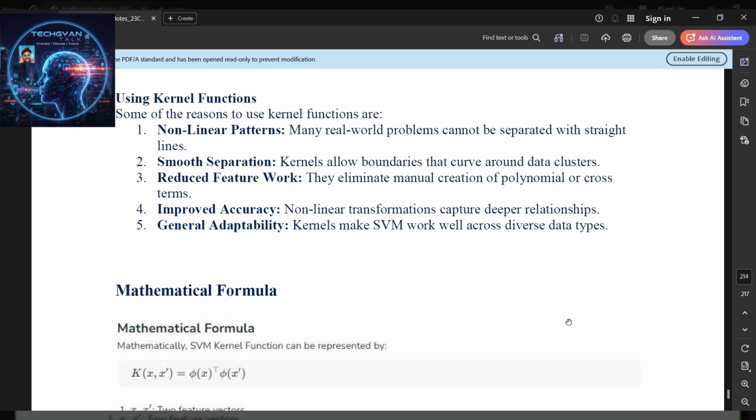So how do you use kernel functions? Some of the reasons to use kernel functions are: nonlinear patterns, since many real-world problems cannot be separated with straight lines. Smooth separation, kernels allow boundaries that curve around data clusters. Reduced feature work, they eliminate manual creation of polynomial or cross terms. Improved accuracy, non-linear transformations capture deeper relationships. General adaptability, kernels make SVM work well across diverse data types.